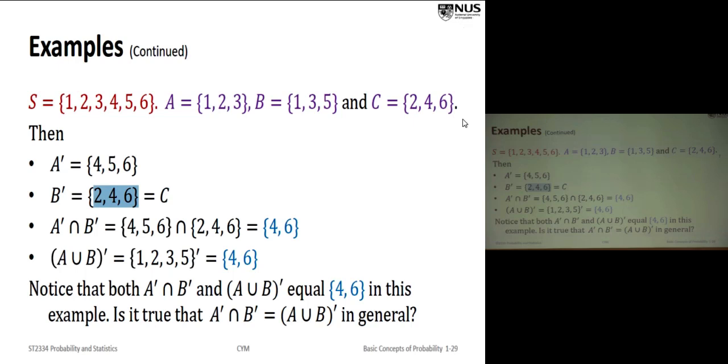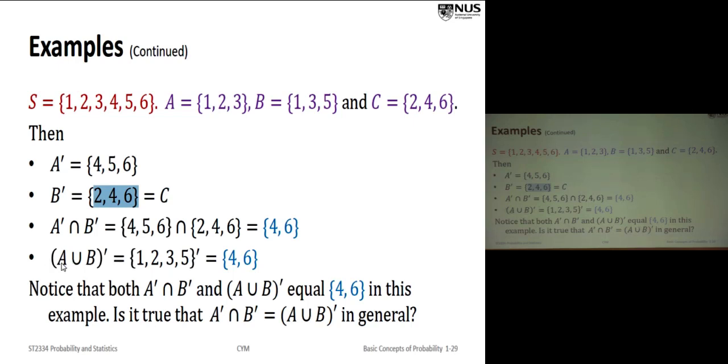And you can mix complements into intersections, actually. If you want A complement intersection B complement, well, that's 4, 5, 6 intersection with 2, 4, 6. The two elements which are common are 4 and 6, so that is equal to that. And that's actually equal to A union B complement. Okay, that's true in general, and we're going to state that at some point.